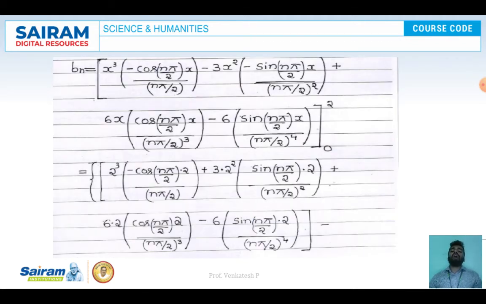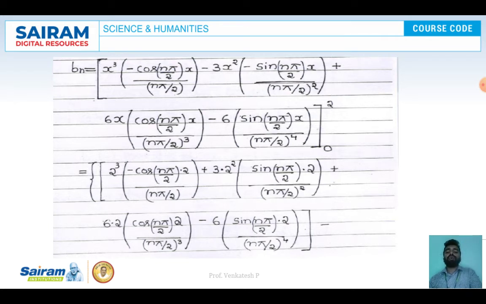So we got, after applying the Bernoulli's condition, the equation bn is equal to x cube into minus cos(n pi x by 2) by (n pi by 2), minus 3x square into minus sin(n pi x by 2) by (n pi by 2) whole square, plus 6x into cos(n pi x by 2) by (n pi by 2) whole cube, minus 6 into sin(n pi x by 2) by (n pi by 2) whole power 4, with the limit 0 to 2.